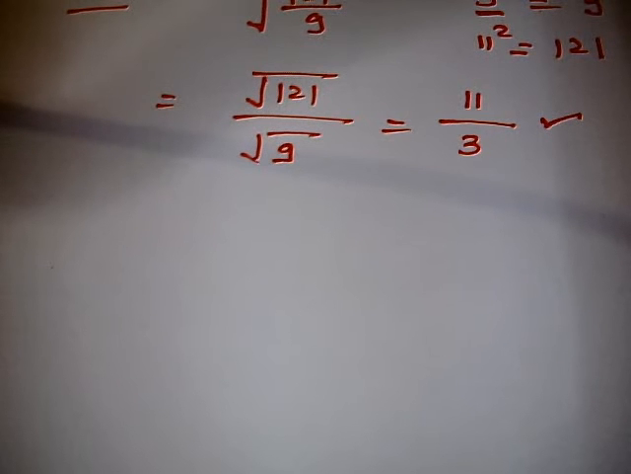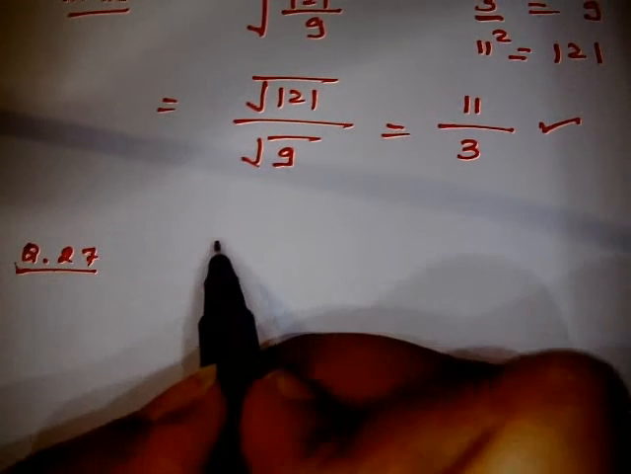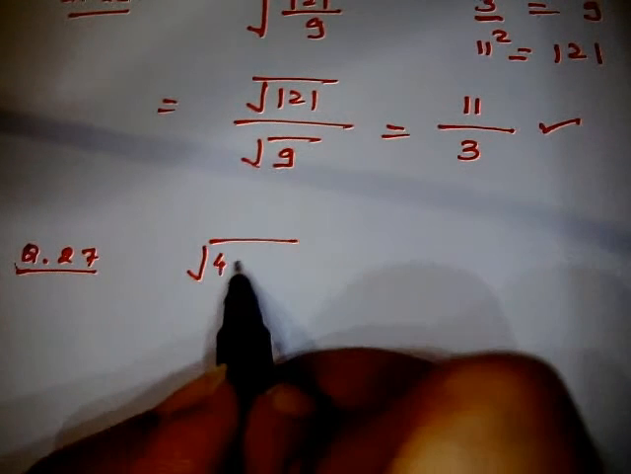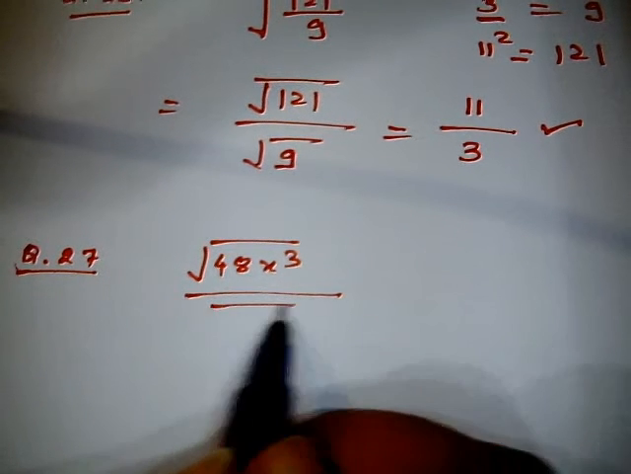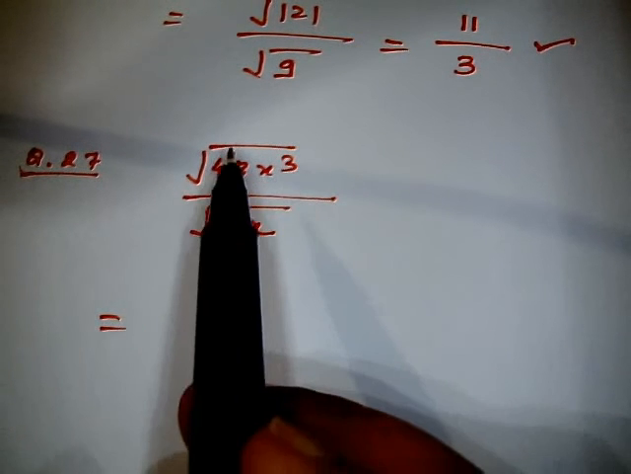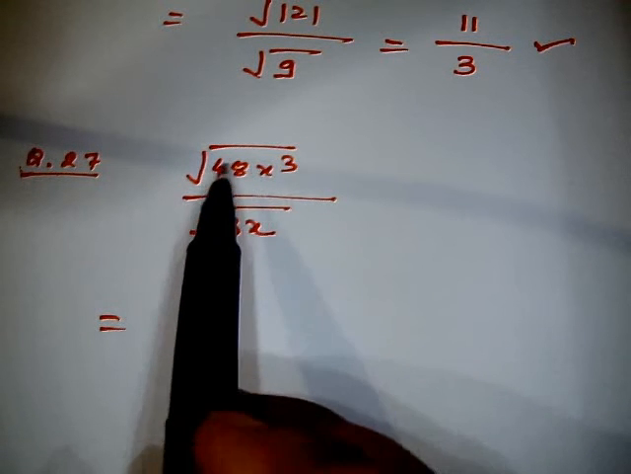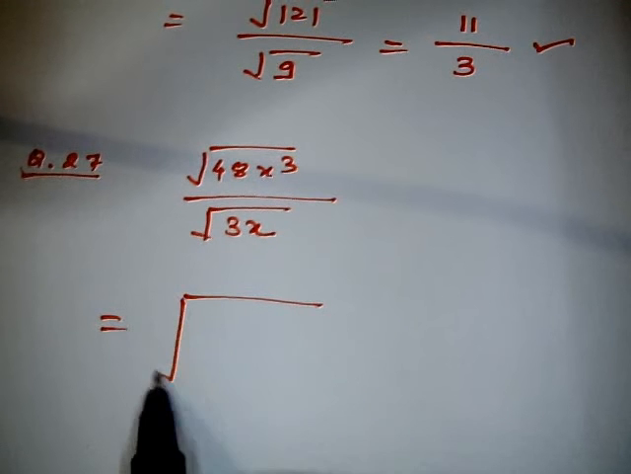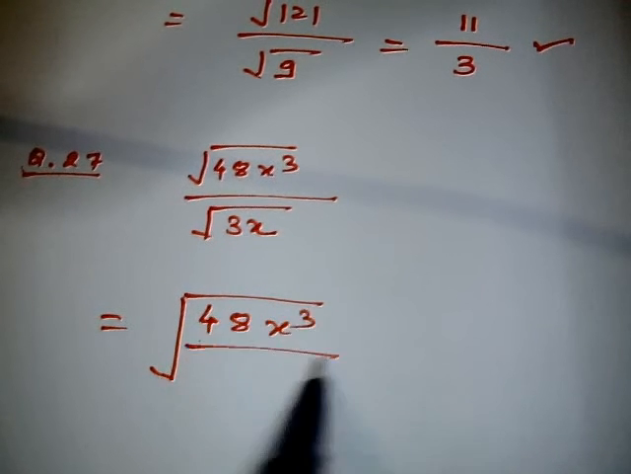Okay, now I'm going to talk about the question of your textbook, question number 27, and the question is root 48x cube upon root 3x. Now this is written separately, so instead of finding the square root of each separately, another way is we can write this under one square root, x to the power 3 upon 3x.